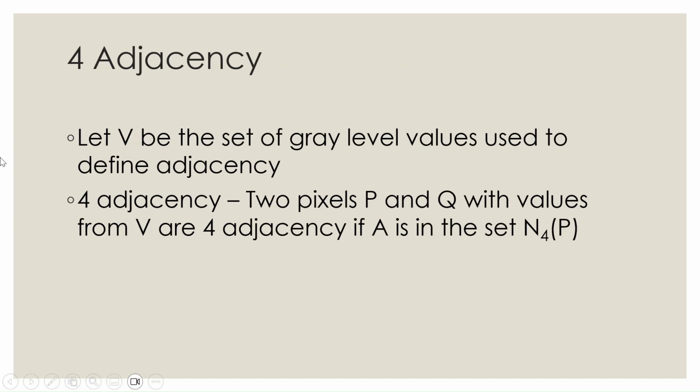The 4 adjacency represents, say let us consider a set V which contains the values of the gray levels which is used to define the adjacency. The 4 adjacency is defined like this. Two pixels P and Q with values from V are 4 adjacent if Q is in the set N4 of P. So let us understand this 4 adjacency using a matrix.